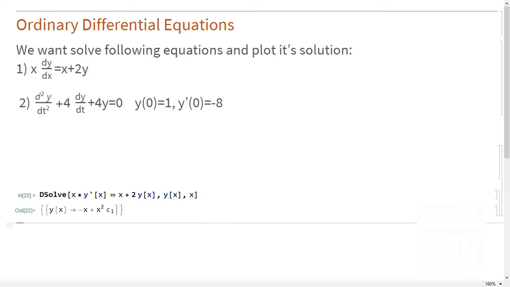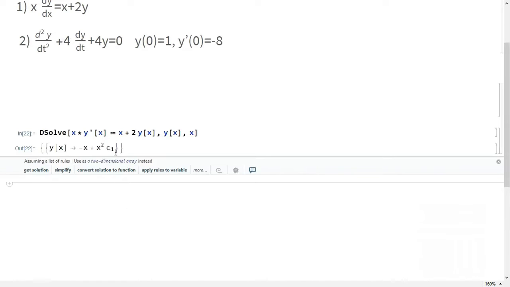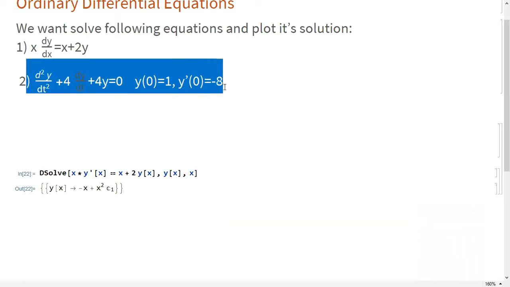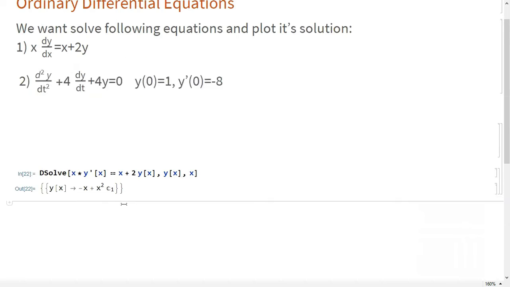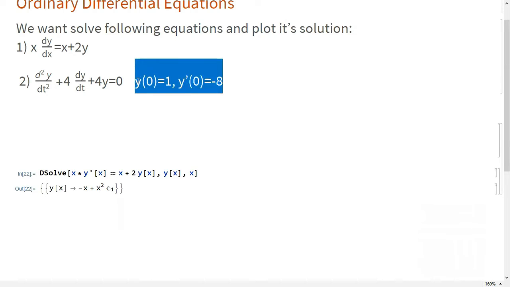If you run the code, you can see that Mathematica has given you the solution, and this c1 is an arbitrary constant. If you have some initial conditions, then you can get this value for c1, that is the value will be coming from the initial conditions. And by solving our second example over here, we'll be seeing that Mathematica won't give us any arbitrary solutions anymore. It will give us the full solution that is subjected to these initial conditions.